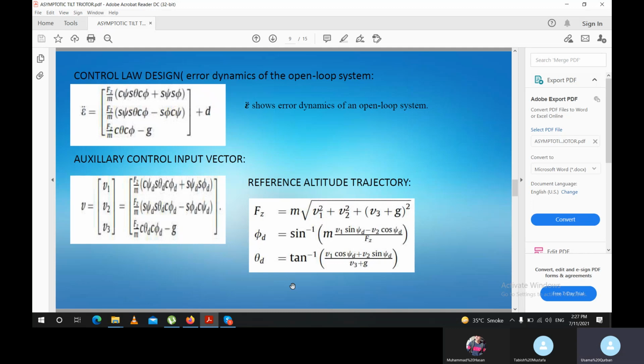The first point here is control law design. A system is said to have a good control law design when it comes back to its equilibrium as time varies. In order to understand this, I like to quote the example of the takeoff of a passenger plane and a fighter jet. They both take off under different conditions, as they are designed under different control law designs. Next, the auxiliary control input vector and reference altitude trajectory are mathematically explained, which are briefly explained in the reports.